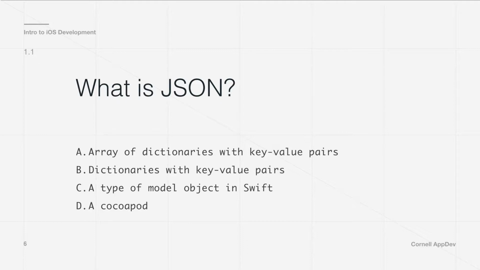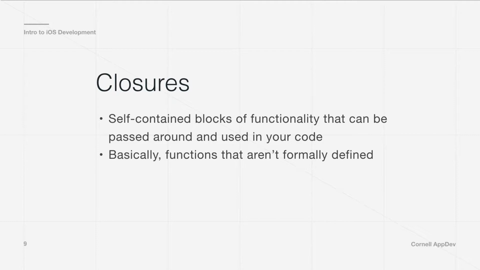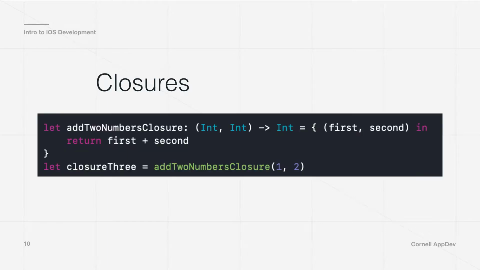All right, cool. Let's move on. So let's talk a little bit about closures. I know a lot of you did the extra credit assignment about closures, which gives you a little bit of a look into what we'll be talking about. Closures are basically self-contained blocks of functionality that you can pass around and use in your code. That's the formal definition, but basically they're functions that aren't formally defined. You can store them as variables, and then you can pass them around as functions in your code. But you don't have to assign them as func blank. So here's an example.